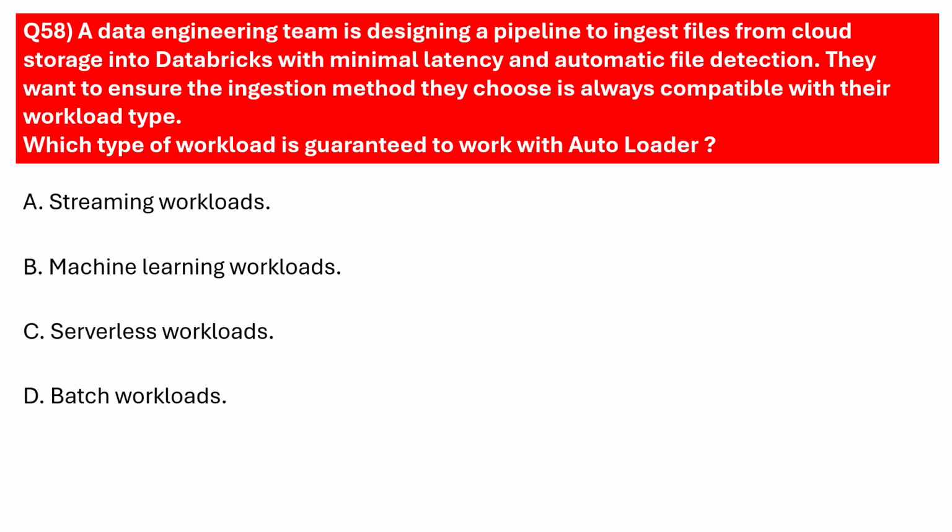Q58. A data engineering team is designing a pipeline to ingest files from cloud storage into Databricks with minimal latency and automatic file detection. They want to ensure the ingestion method they choose is always compatible with their workload type. Which type of workload is guaranteed to work with Auto Loader? A. Streaming workloads. B. Machine learning workloads. C. Serverless workloads. D. Batch workloads.